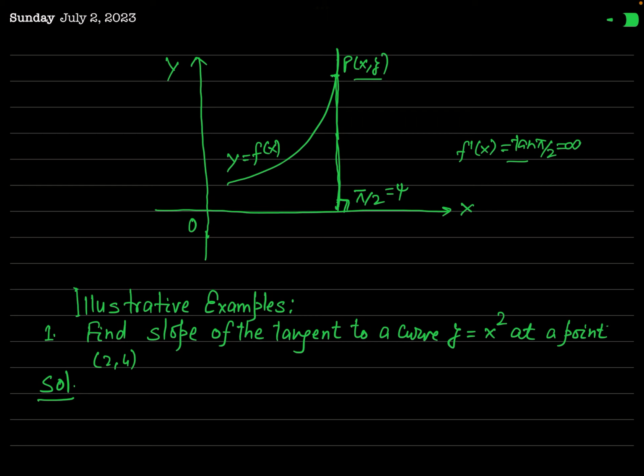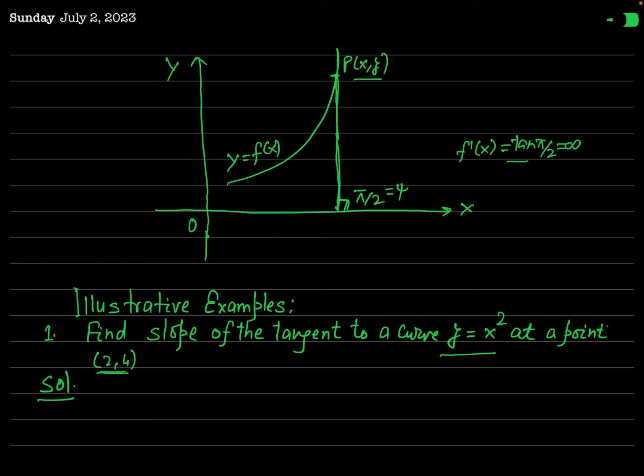For this, I have considered first of all a very simple problem. The problem says: find the slope of the tangent to the curve y equal to x square at the point (2, 4). It means you have to find the slope of this curve at a point whose coordinates are 2 and 4. The x coordinate is 2 and the y coordinate is 4.